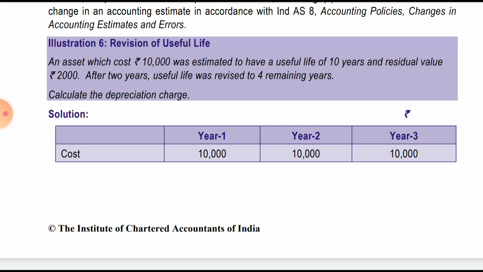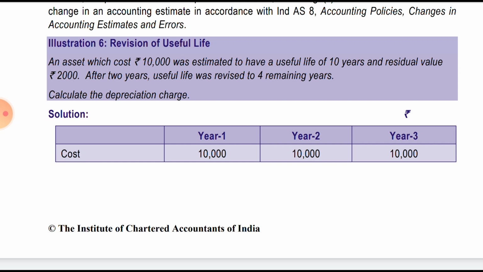An asset which cost 10,000 rupees was estimated to have a useful life of 10 years and a residual value of 2,000 rupees. After 2 years, the useful life was revised to 4 remaining years. So what they have given is, just calculate on your calculator, that the asset cost 10,000 rupees, has a useful life of 10 years, and the residual value is 2,000.